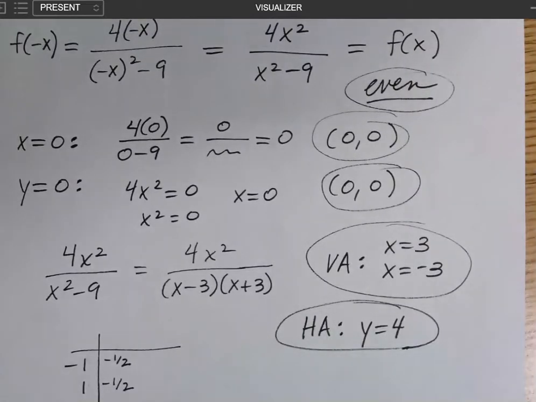And that should be pretty easy at this point because you should have a pretty good idea where it's going to be. You might need to zoom in to see the graph a little bit better, but that's about it.